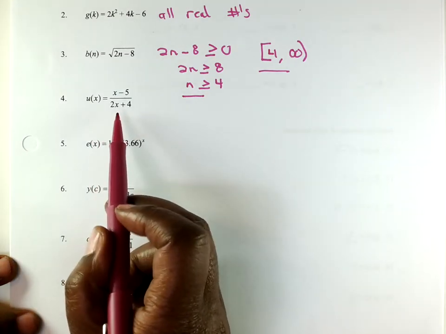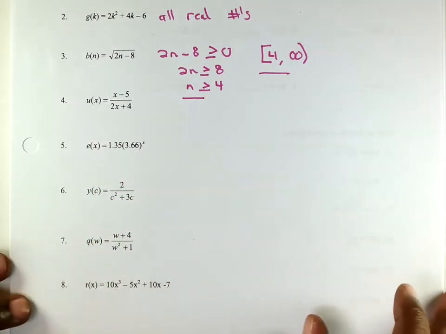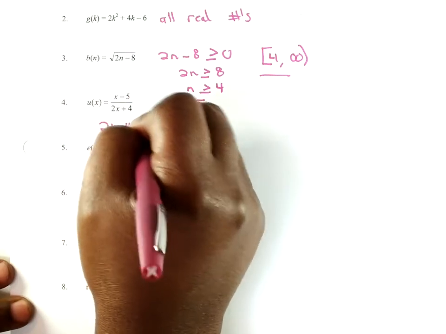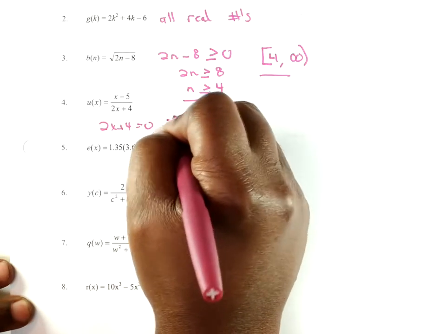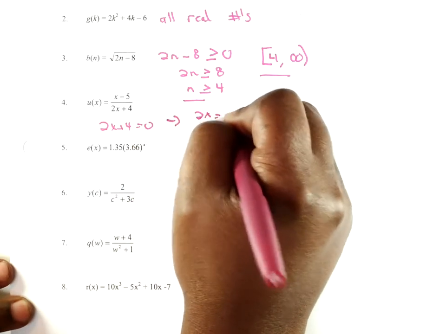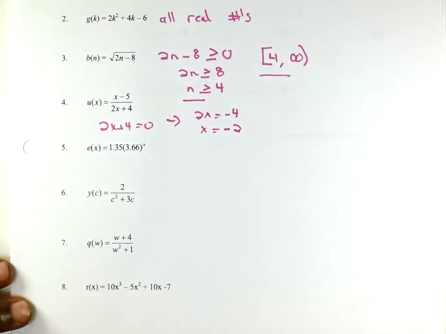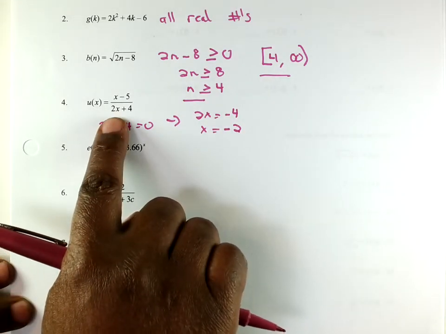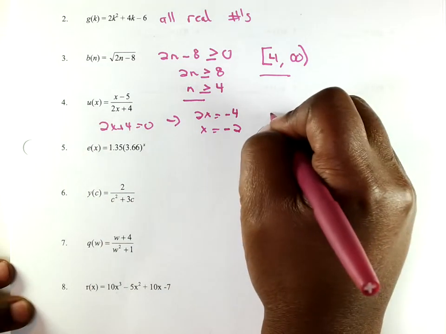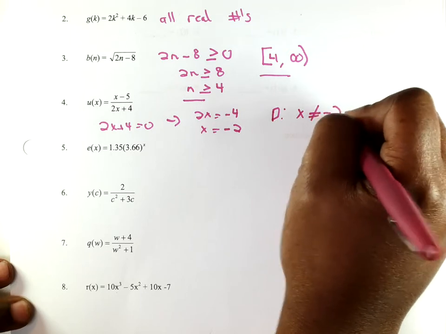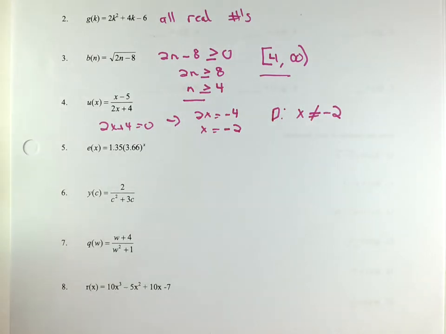Number 4, I'm worried about the first case. We're not allowed to have division by 0. So 2x plus 4, what makes that 0? I'd subtract 4 from both sides and then divide by 2. So negative 2. If this was negative 2, I'd have division by 0. So my domain, the easiest way to write that is x cannot equal negative 2. It can equal absolutely anything else except for negative 2.